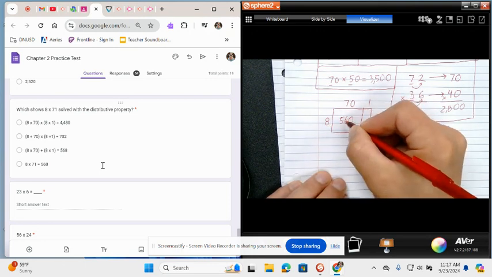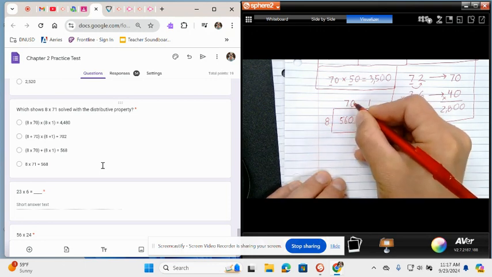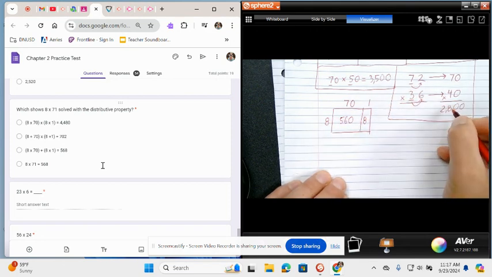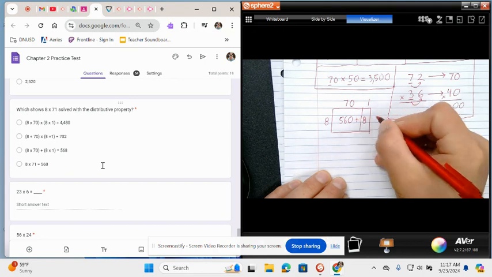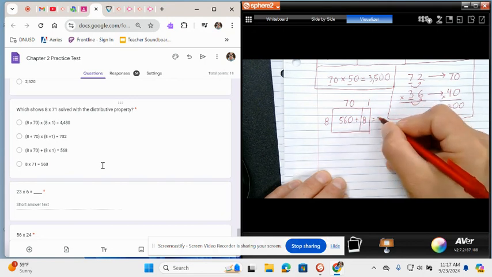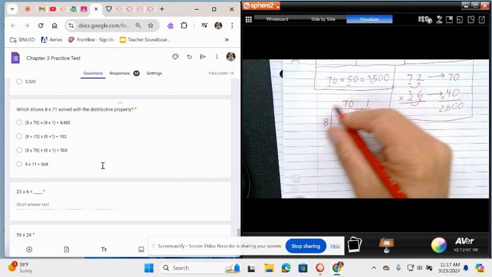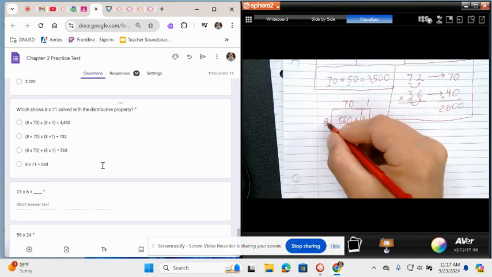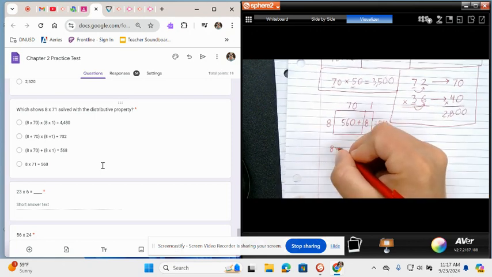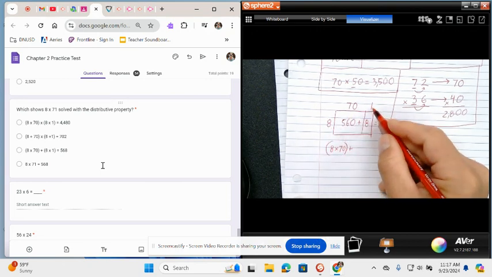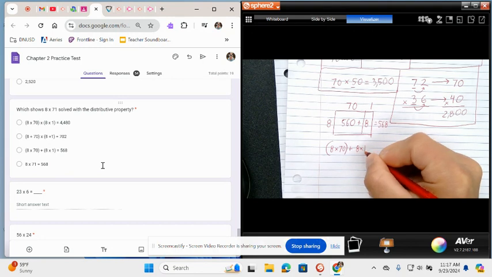8 times 7 is 56, and then we add that 0 from the factor into the product, and then 8 times 1 is 8. And then 560 plus 8 is 568. And then another way of showing that is with an expression. See, 8 times 70, plus 8 times 1.